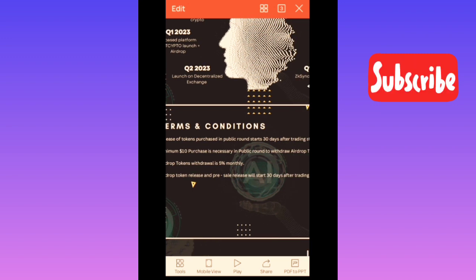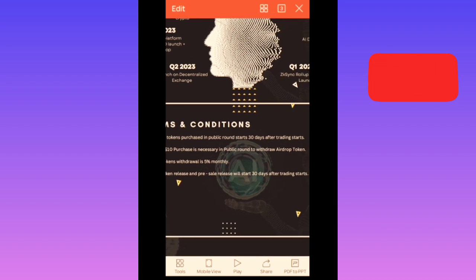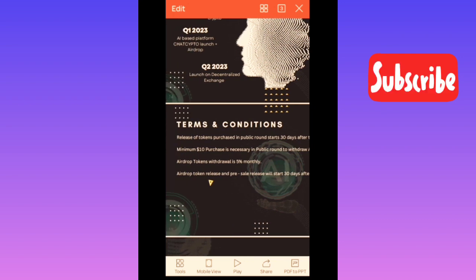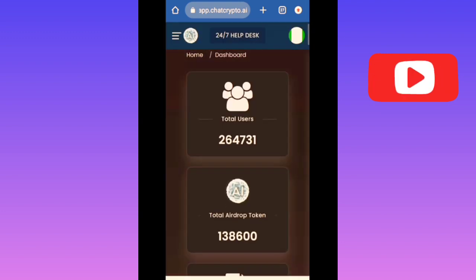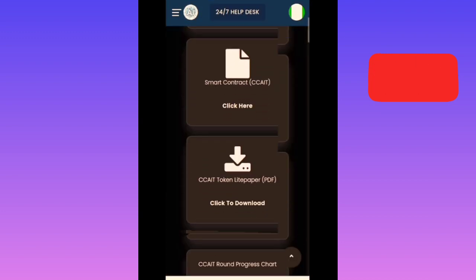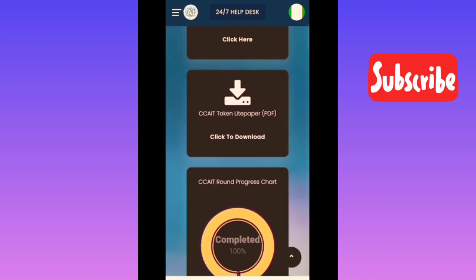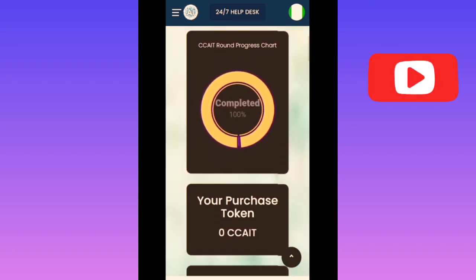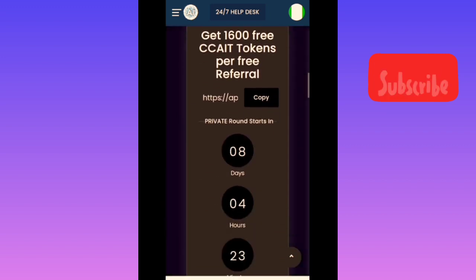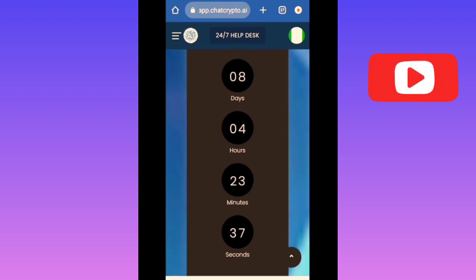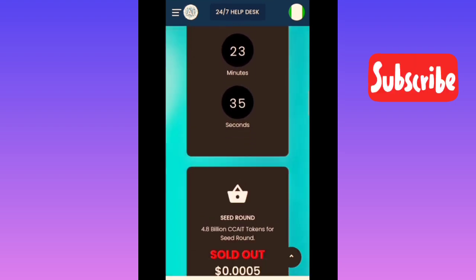Airdrop token release and pre-sale release will start 30 days after trading starts. 30 days. This is not a long time that your money will be on hold. You have the opportunity to join now and get your investments. Do your registration, do your KYC, then buy a token, buy their seed round. They are proceeding to the next round in 8 days, as at the time of making this video.